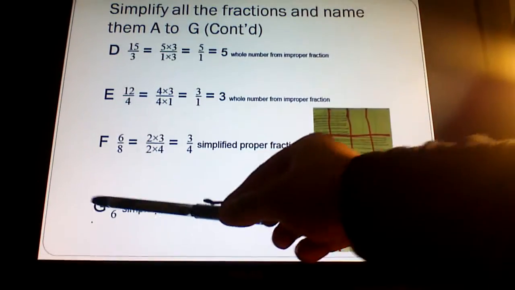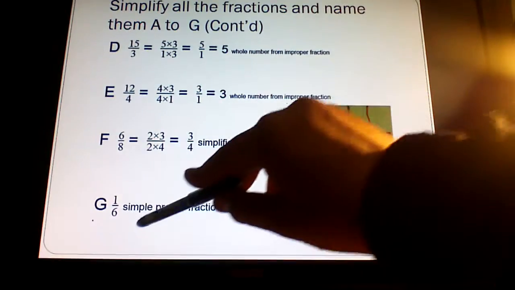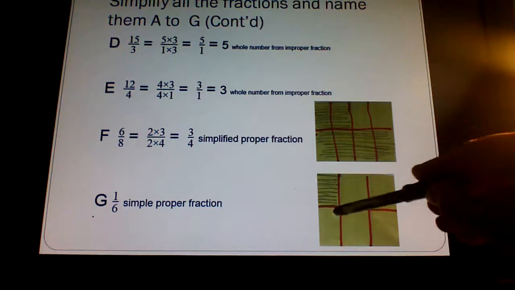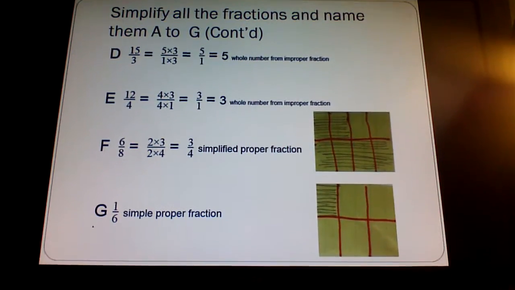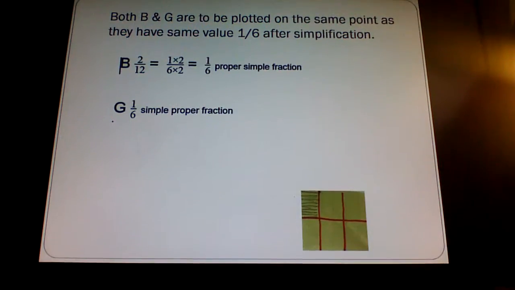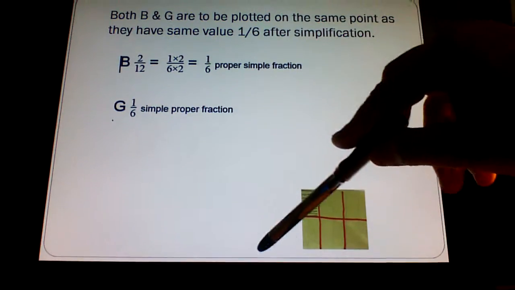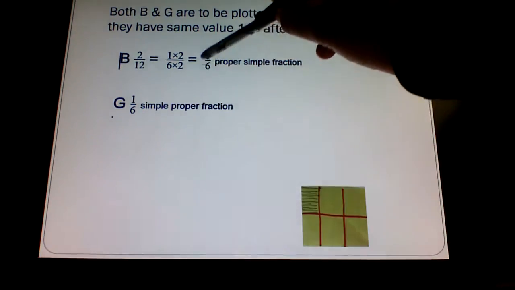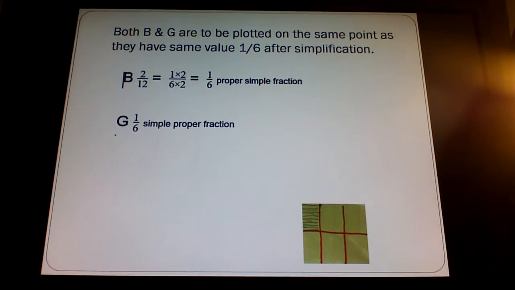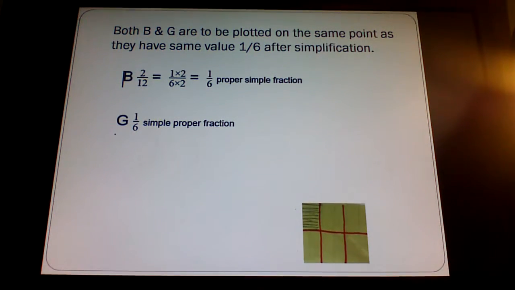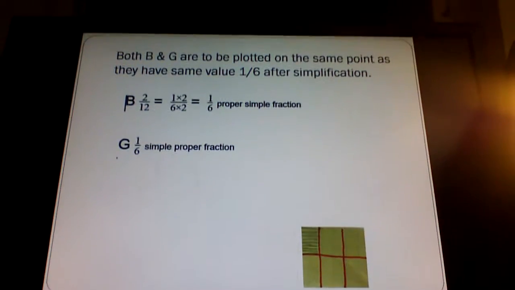The next fraction G, as we name it, 1 by 6, is a simple proper fraction, 1 portion out of 6. It cannot be further simplified. Now let's understand that the point B, which was 2 by 12, and point G, 1 by 6, have got the same values, and therefore on our number line both B and G will have the same point between 0 and 1.